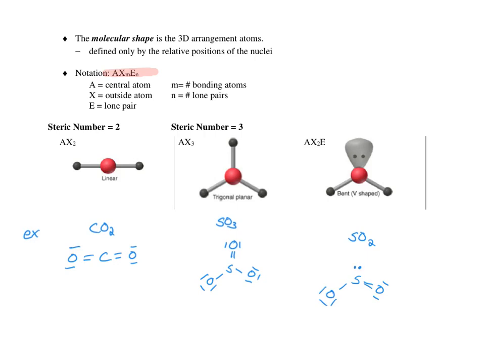However, when we look at the molecular geometry, we look only at the relative position of these nuclei. So the molecular geometry of SO2 is a bent geometry. It's a bent molecule. The molecular geometry of SO3 is trigonal planar. And the molecular geometry of CO2 is linear. Okay. Taking a few minutes and being able to translate the meaning of this notation is going to be very helpful in determining the molecular geometry of these different molecules.